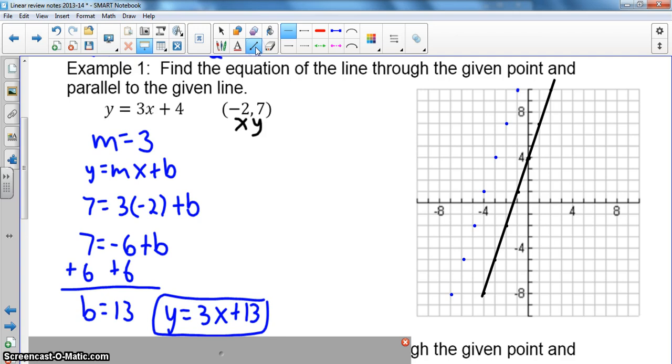And I'm going to connect those again. And lo and behold, they do not cross, they are parallel, and right here is our point -2, 7, which the line does go through, so that worked.